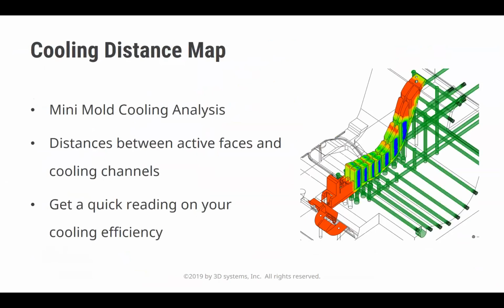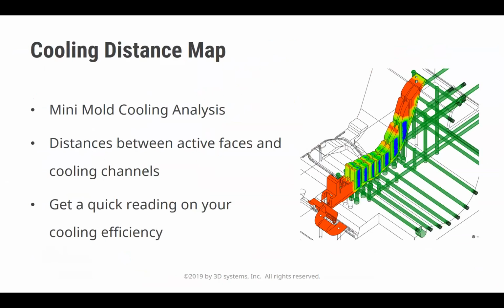The next item is the cooling distance map. It's an analysis tool that is like a mini mold cooling analysis, like you would have in Moldex 3D or MoldFlow. Of course, it's much simpler, not as precise or accurate, but also much faster. And it measures the distances between the active faces, the faces that touch the plastic, and the cooling lines, cooling channels. It will work both on conformal cooling and on conventional or traditional cooling.